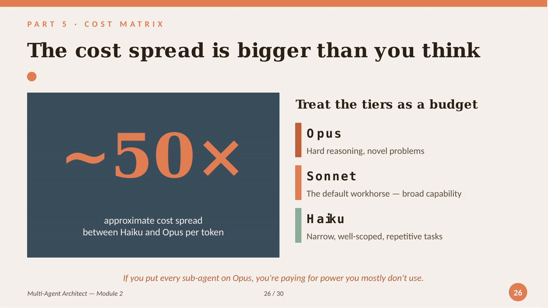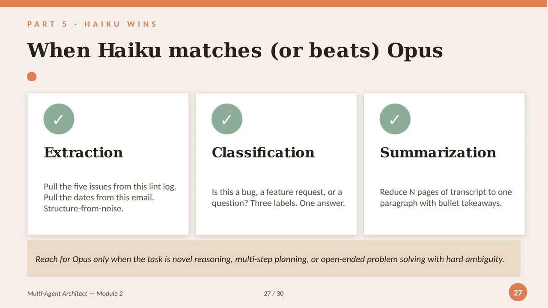Opus. For hard reasoning, novel problems, and the kind of multi-step planning where you want every ounce of capability the family offers. Reach for it when the answer space is open. There are 3 families of tasks where Haiku closes the gap on Opus and sometimes outperforms it on cost-adjusted quality.